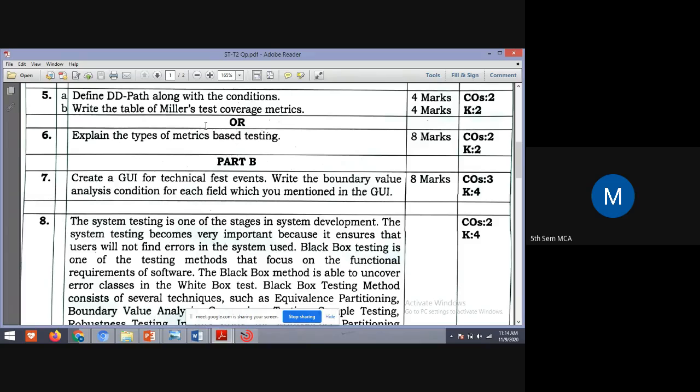So in the technical fest, you decide what events you are going to host. It may be coding, debugging, technical treasure hunt, technical memes, or technical video making. Everything should be related to technical. List out the events, and whatever events you take, whatever fields you take in that GUI, you have to write the boundary value for everything.